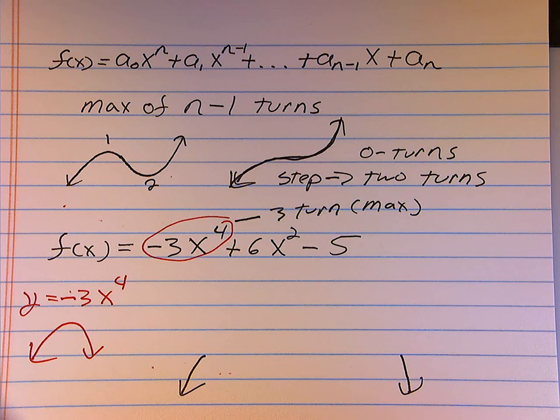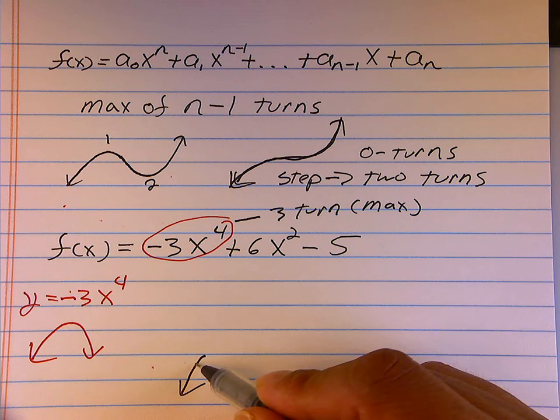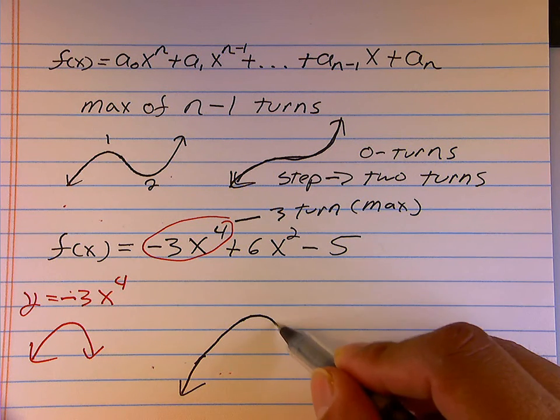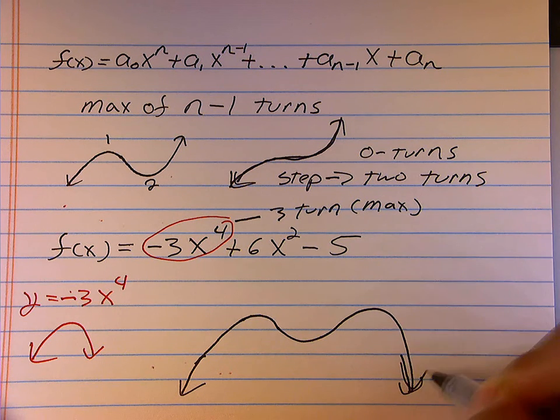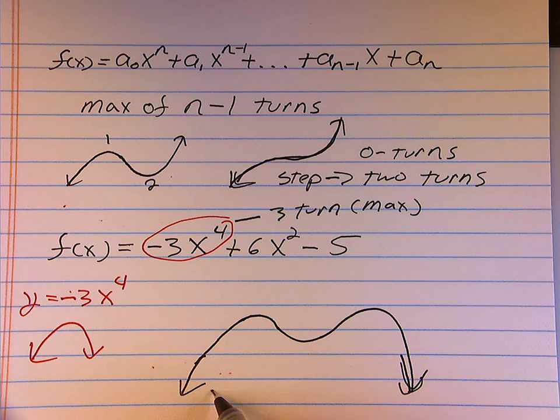You don't ever necessarily know how many turns, all you know is how many are possible. So I'm going to just make a possible graph of what I'm looking at here. It may possibly look like something like this: 1, 2, 3 turns with the left-hand side going down and the right-hand side going down. So these are just the possibilities. I know for a fact the left and right-hand side go down. That I know for a fact. I just don't know for a fact whether this has less than 3 turns or exactly 3 turns.